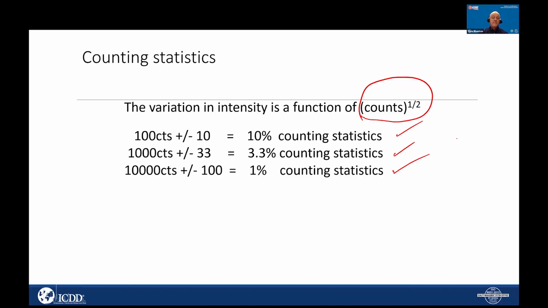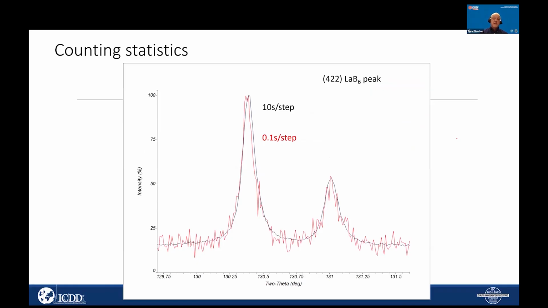Now, in an ideal world, everything would have 1% counting statistics, which means your signal to noise would be fabulous. However, the time to collect data like that can be prohibitive. So here's just an example of the lanthanum hexaboride peak. It's the 422 peak at around 130 degrees 2 theta.